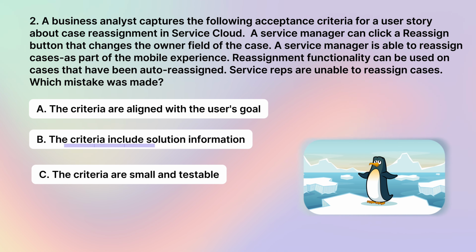The correct answer is B. The criteria include solution information, which is a common mistake in writing acceptance criteria. Acceptance criteria should focus on the user's goals and behavior, not on the technical implementation or specific solution. Option A is incorrect because it is not a mistake, but rather a good practice for acceptance criteria. Option C is also incorrect, as small and testable criteria are important, but not the mistake made in this scenario.